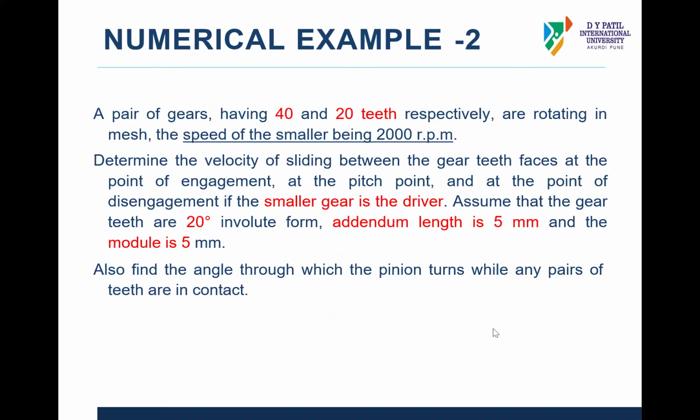Okay. Now look at the next part. We have a pair of gears having different numbers of teeth, 40 and 20, and they are engaged, and the speed of the smaller pinion is given, that is 2000 rpm. We have to determine the velocity of sliding between the gear teeth at the point of engagement and at the point of disengagement if the smaller gear is the driver. And we have to assume that gear teeth are 20-degree involute form. Addendum is given 5 mm. Module is also given 5 mm. And find the angle through which the pinion turns while the pairs of teeth are in contact.